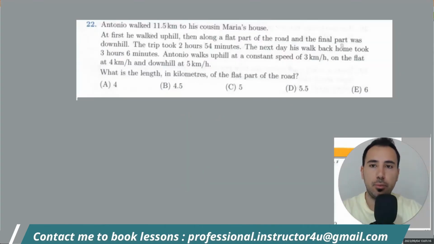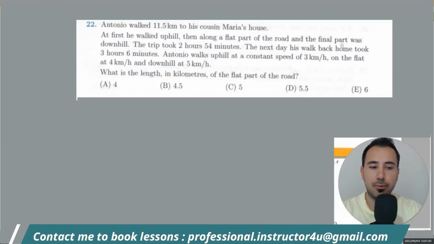Antonio walked 11.5 kilometers to his cousin Maria's house. At first, he walked uphill, then along a flat part of the road, and the final part was downhill. The trip took 2 hours and 54 minutes. The next day, his walk back home took more time, 3 hours and 6 minutes. Antonio walks uphill at a constant speed of 3 kilometers per hour, on the flat part at 4 and downhill at 5. What is the length in kilometers of the flat part of the road?